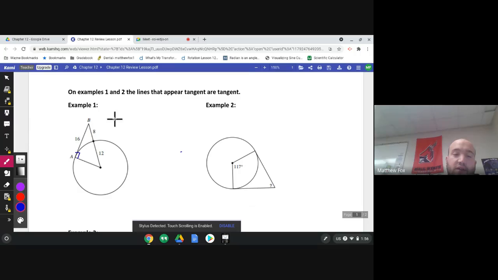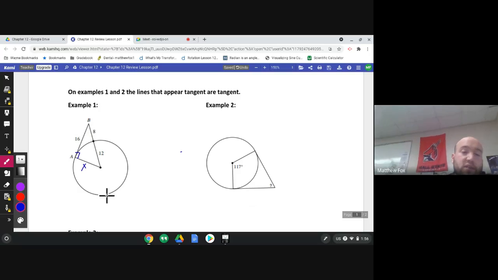I forgot to say on example 1, but we are trying to find what is the radius of this. So what is x there? Now if we look here, hopefully you can see we have a right triangle. So we can use a squared plus b squared equals c squared. So x squared plus 16 squared would equal, now this whole length of the hypotenuse here, 8 and a 12, add them together. 8 plus 12 gives us 20. So 20 squared.